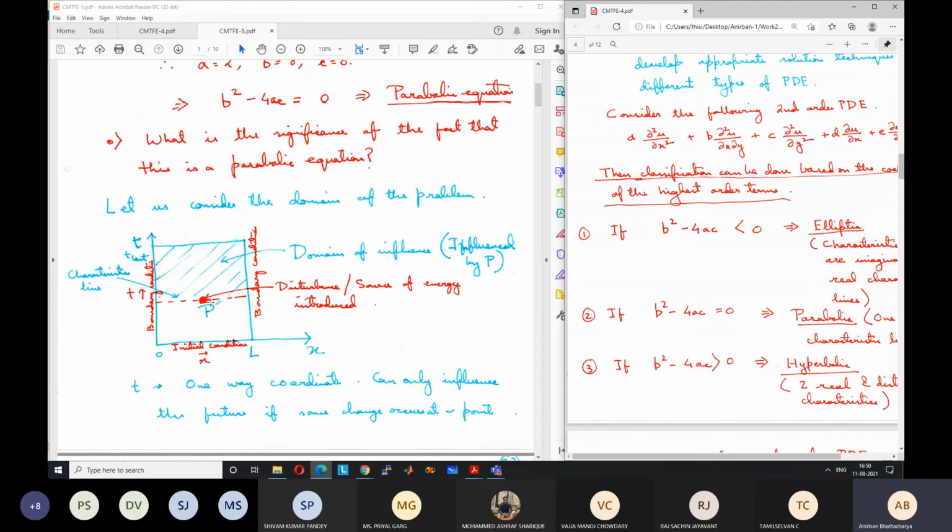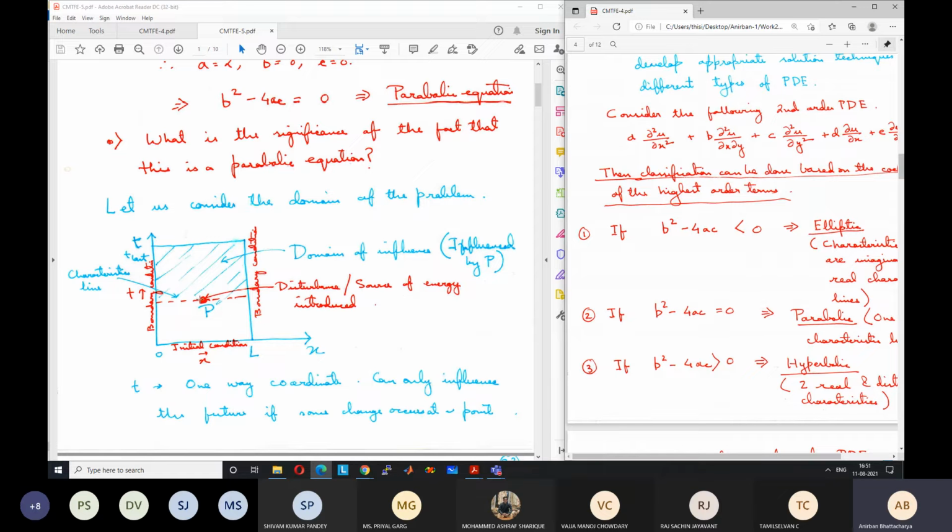Okay, so if we consider that this is the disturbance, this will influence all this region. It can influence all the x direction region, from 0 to L, but only the time region which is ahead of this point of time. This disturbance cannot influence any region which is before this time. The bottom part, which is not shown here by the dashed line, which is the clear space, cannot be influenced by any disturbance at point P.